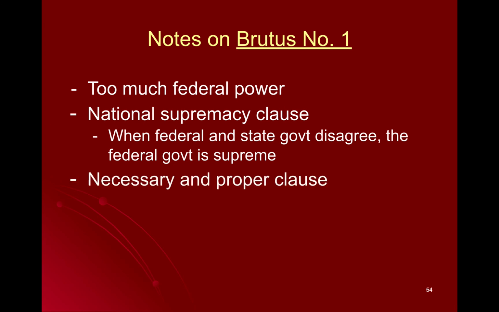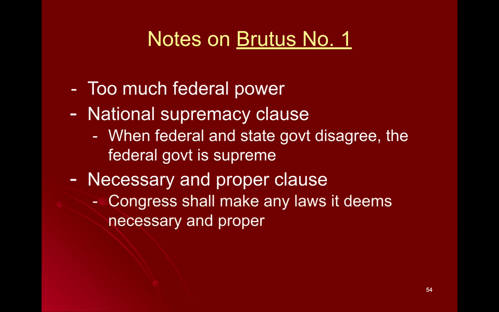The next clause is arguably the most controversial part of the Constitution. It is in Article 1, Section 8, which is the article that talks about federal Congress's power. And it's called the Necessary and Proper Clause. It says that Congress has the power to make any laws that it deems necessary and proper. The wording of this particular phrase means that Congress is allowed to devise any law that they deem is necessary to get the business of the federal government done.